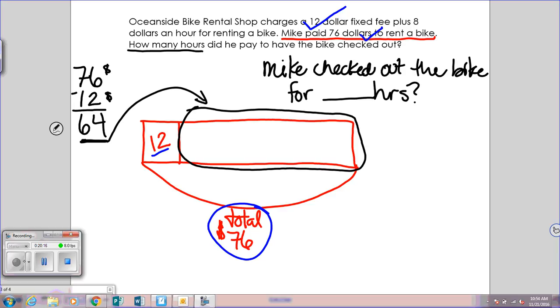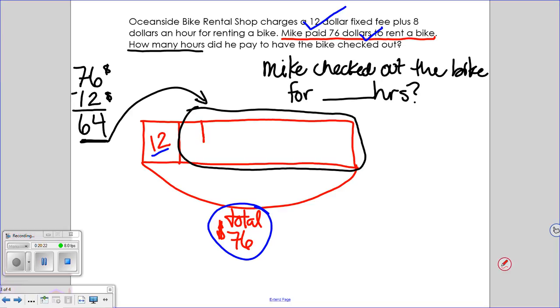It took us 8 groups of 8. So I'm going to break up my bar into 8 sections of 8. Now remember when I told you about your bars? If they're the same number, they need to be about equal spacing. And it needs to take up your whole total bar. You can't have all this other space left over.